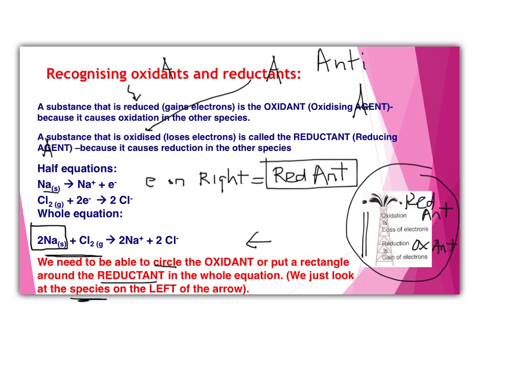And obviously the opposite's true. If the electrons are on the left, then that's going to be our oxidant. And we're going to circle it. So for the second half equation with the Cl2, the electrons are on the left, so that is the species that we're going to circle as the oxidant.